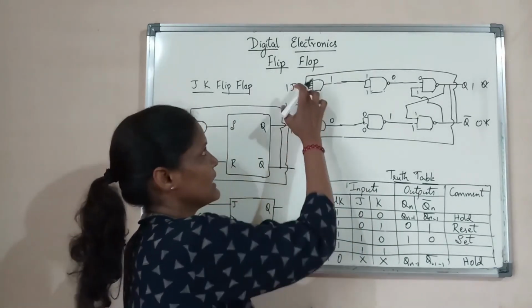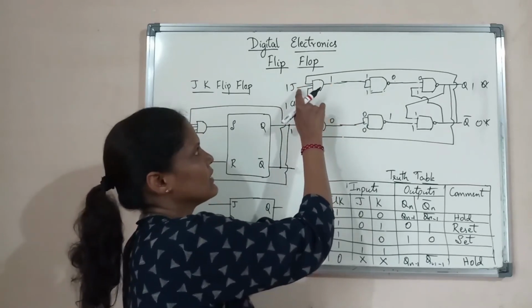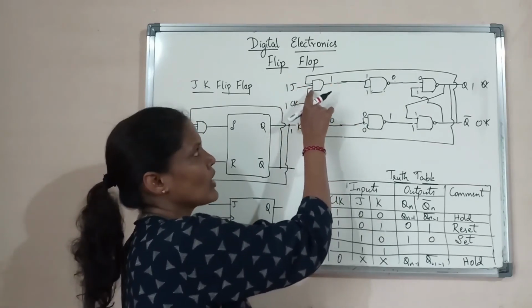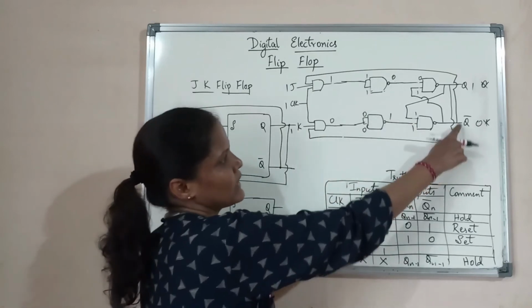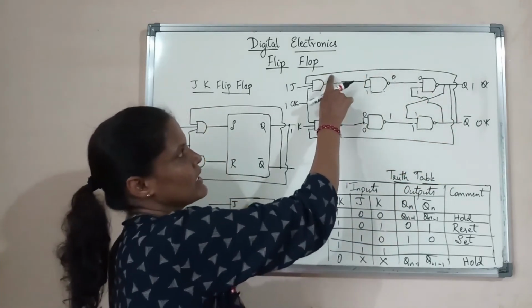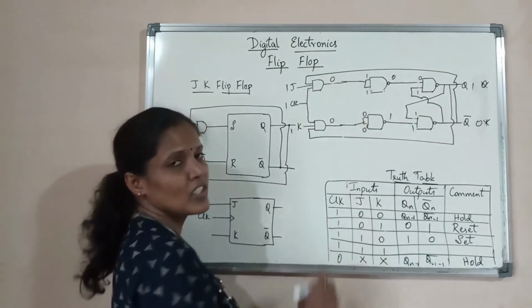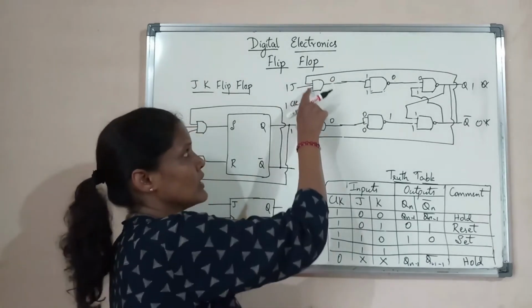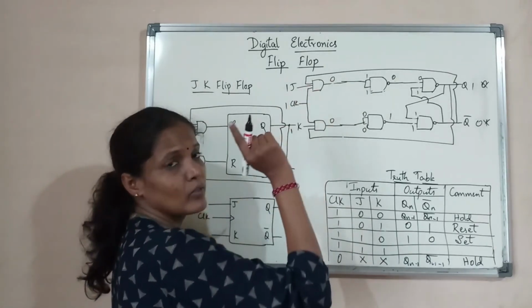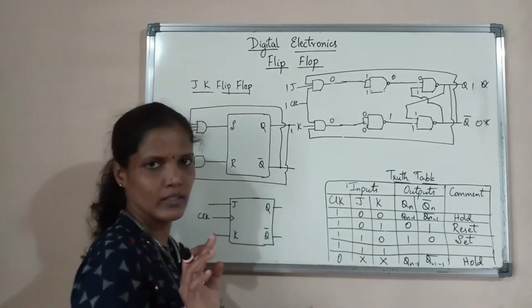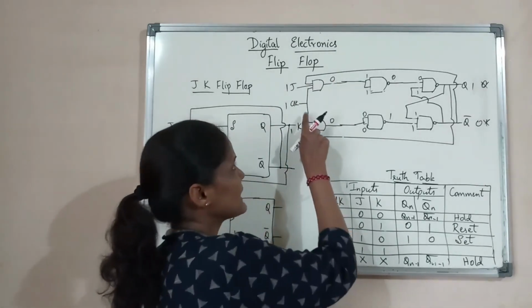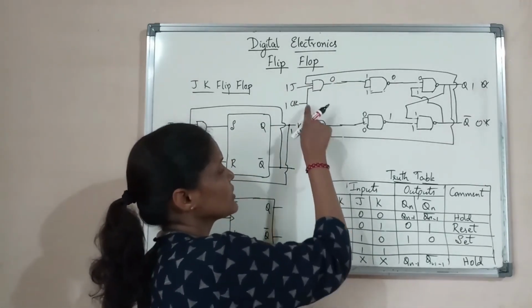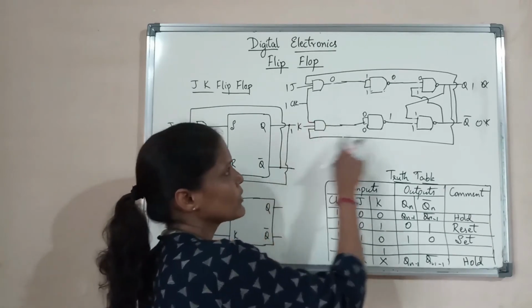Let me trace that. Now J value is 1, clock value is 1, but what is the Q bar value now? It is 0. So this will be changing to 0, because not all the inputs of this AND gate are equal to 1. So the output of this is equal to 0. Here the clock value is equal to 1, K is equal to 1.